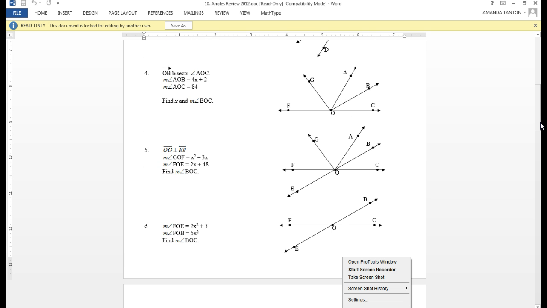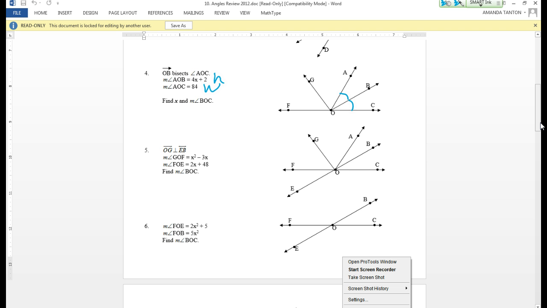When you see the word bisect, the first thing you should do is add arcs to your picture. Add congruent markings to your picture. Very good. So arc, arc. So OB bisects that angle. AOB, well, that's the half. And AOC is the whole. Be careful. We gave you the half and the whole. So what we're not going to do is set them equal.